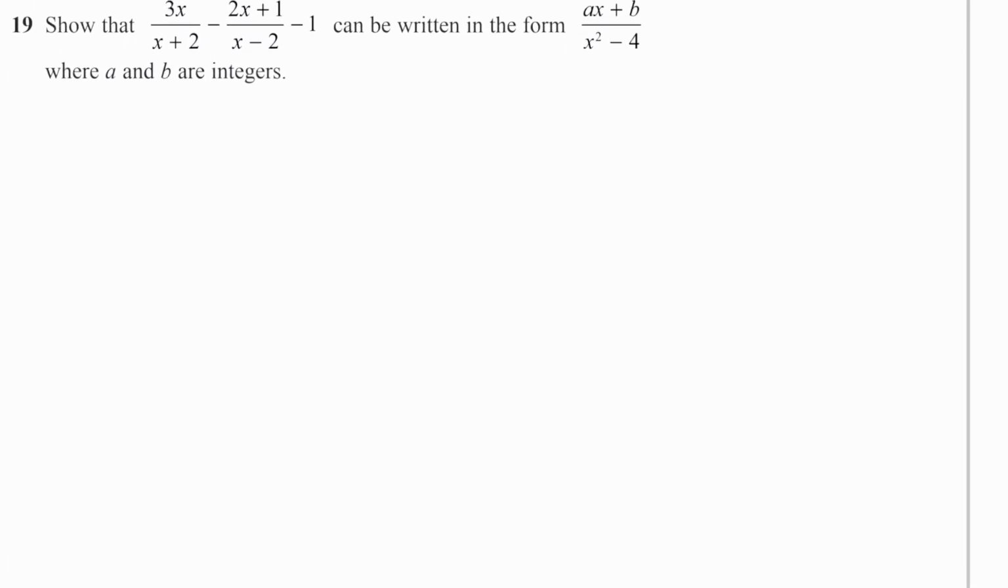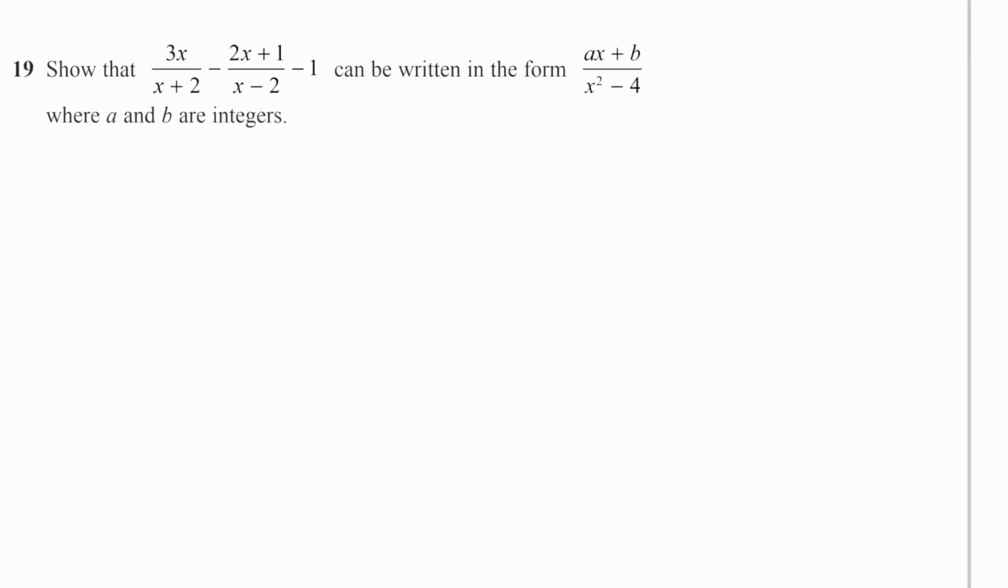Question 19, show that 3x over x plus 2 minus 2x plus 1 over x minus 2 minus 1 can be written in the form ax plus b over x squared minus 4, where a and b are integers. So basically, to do this question, what you want to do is get them all to have the same denominator, x squared minus 4. And then when they have that, you can just add and take away just like you would with fractions which have the same denominator. And so to work out how to do this, whatever you do to the top, you can do to the bottom, and you get the same fraction. As long as you remember that, then you can manipulate the fraction any way you want.